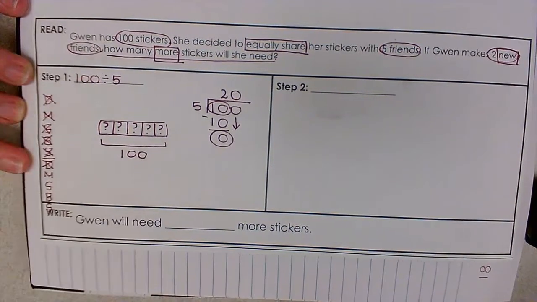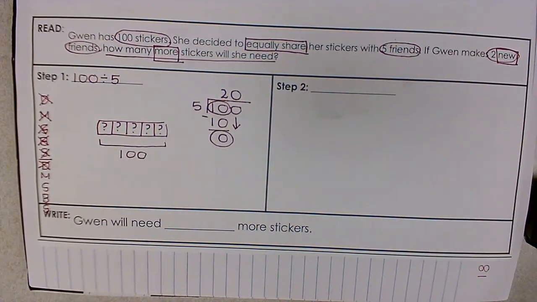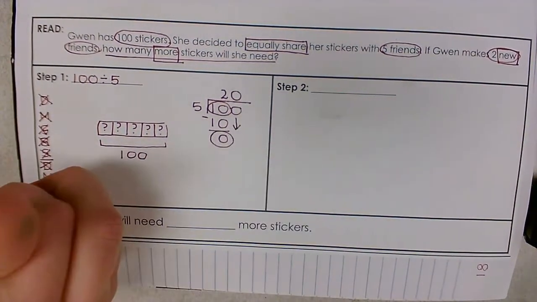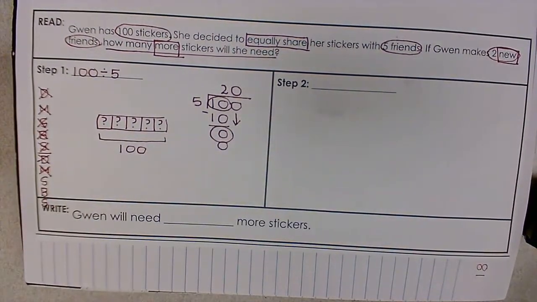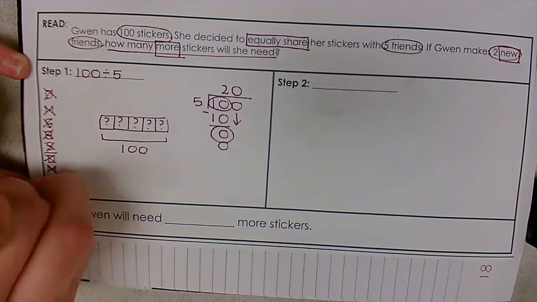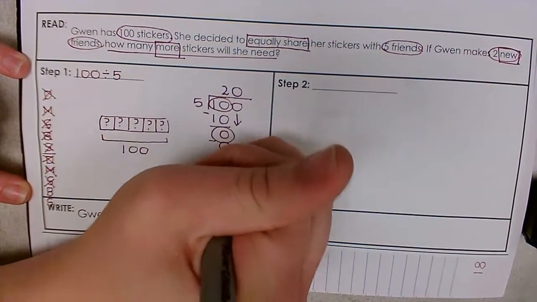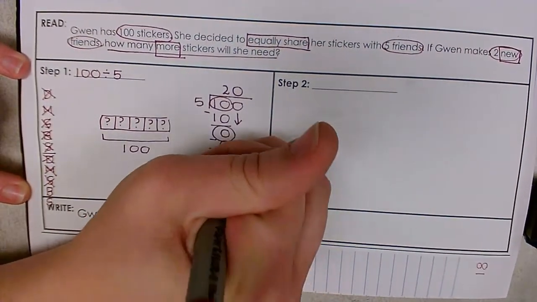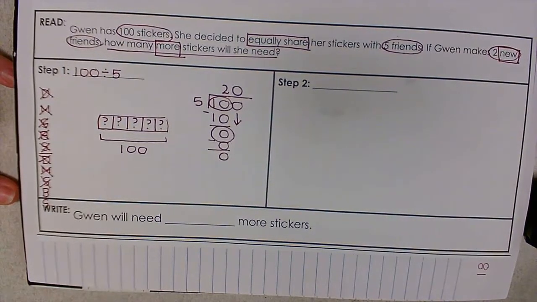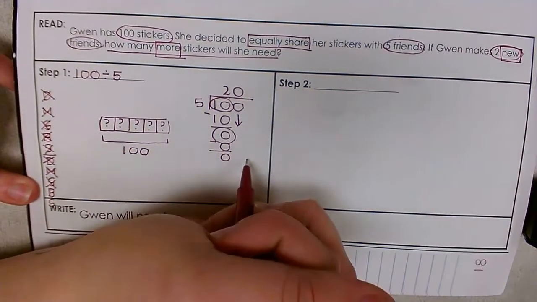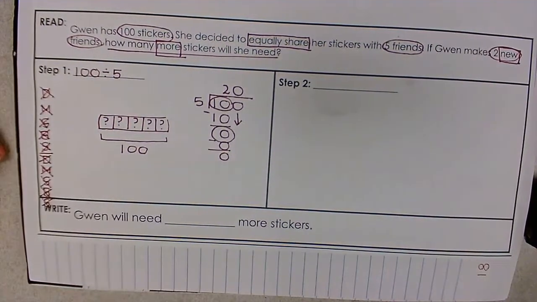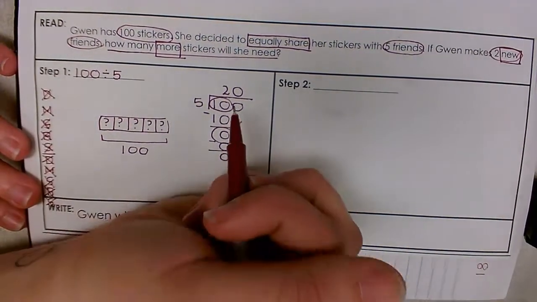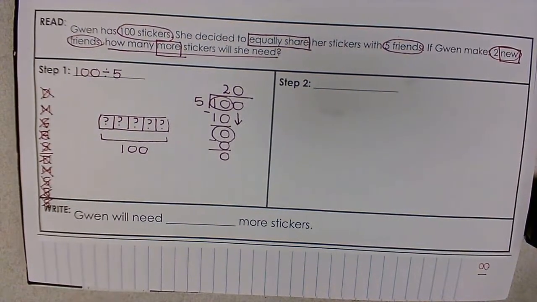0 divided by 5 is, well, 0. 0 times 5 equals, again, 0. 0 subtract 0 equals 0. There's nothing to bring down, which means now I'm done with my problem. Each of her friends can have 20 stickers.